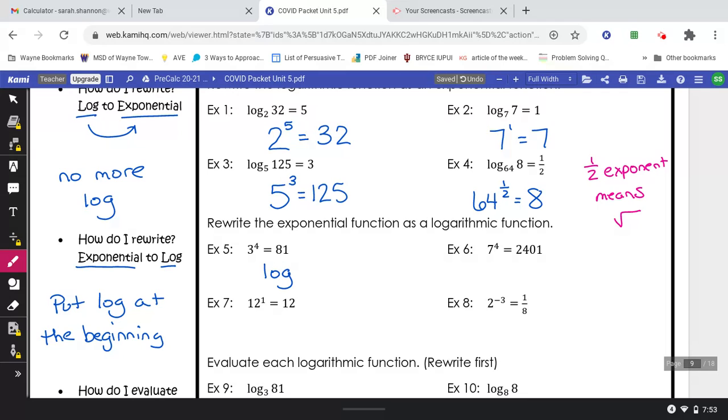Then you go first. That becomes a little number, almost like the opposite position of an exponent. We call it a subscript. Last would be 81. That's a regular size number. And then equals the 4 at the end. So just make sure you write your 3 as a subscript. Example 6, add the word log at the beginning. First, last, and second.